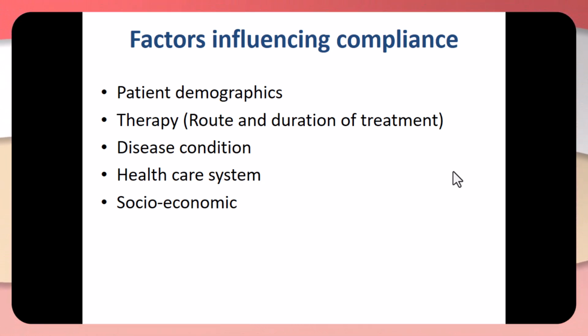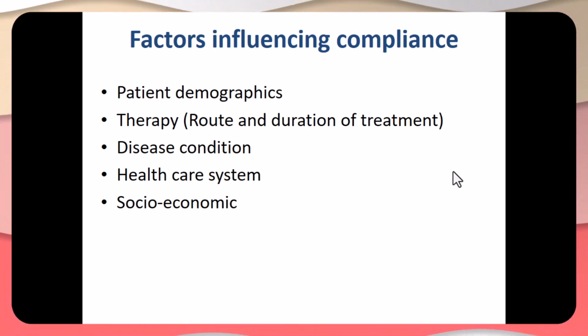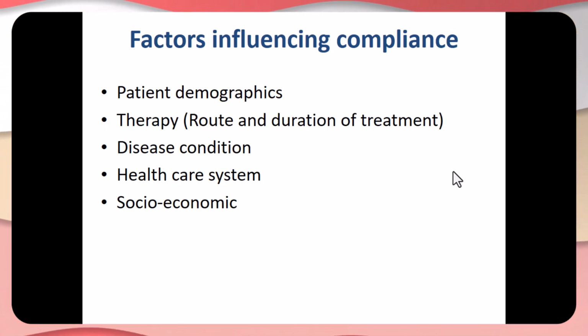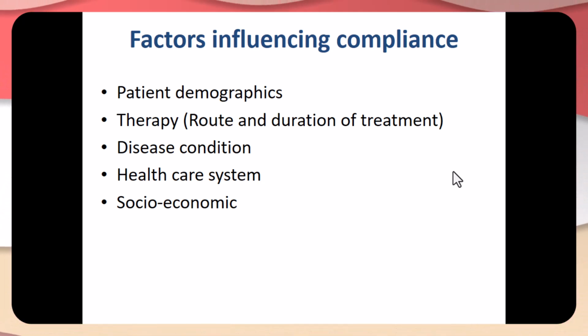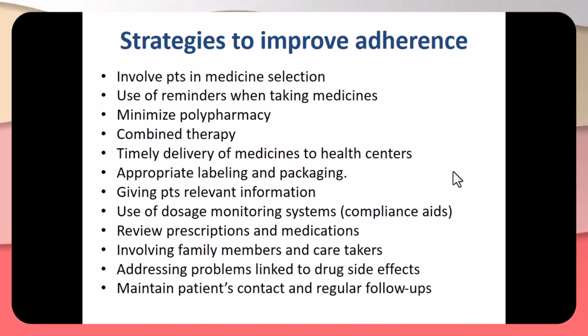Okay. Then the disease condition of a patient, if not clearly explained to a patient, through counseling, you find that it can be a factor that can influence compliance. Healthcare systems, the number of healthcare systems, are also affecting or influencing this compliance. Socioeconomics can also affect. What are the strategies to improve adherence? Involve patients in medicine selection.